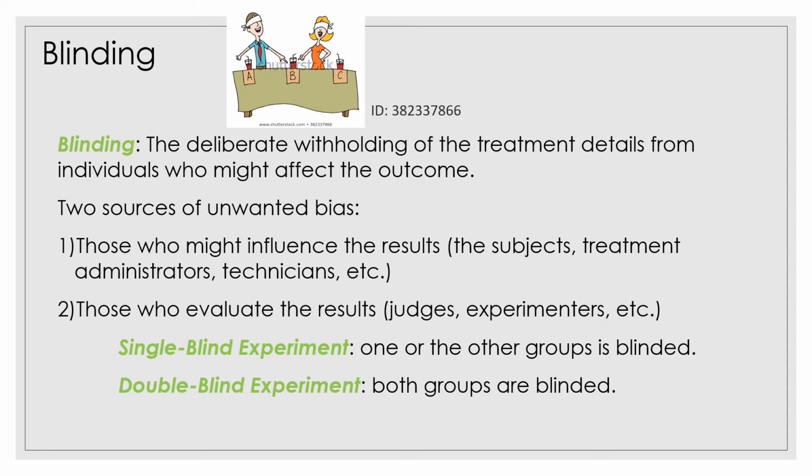Blinding is the deliberate withholding of the treatment details from individuals who might affect the outcome. There are two sources of unwanted bias in an experiment: those who might influence the results and those who evaluate the results. So the influencers would be the actual subjects, the administrators or technicians, and then the evaluators could be analysts, judges, or experimenters. If there's only one group where the information is withheld, then that's a single blind experiment. If both of these groups are withheld information, then it's a double-blind experiment, which is preferred.